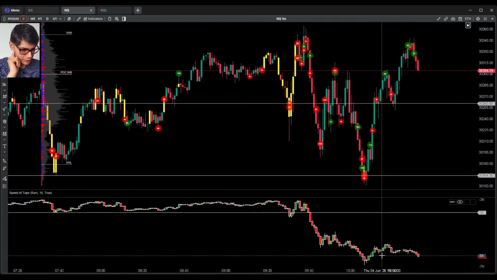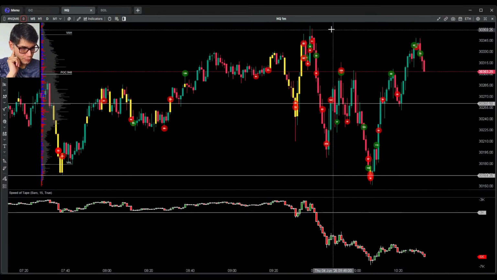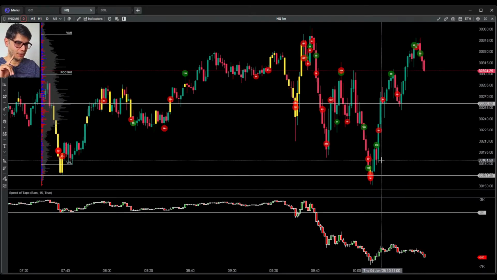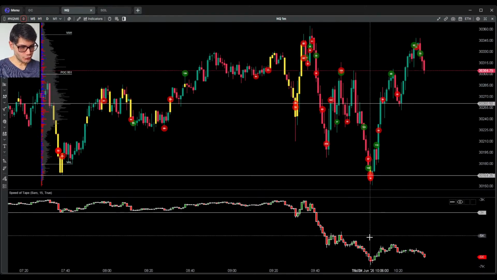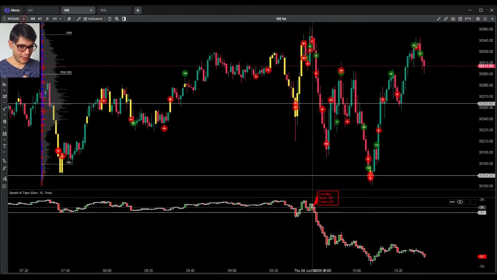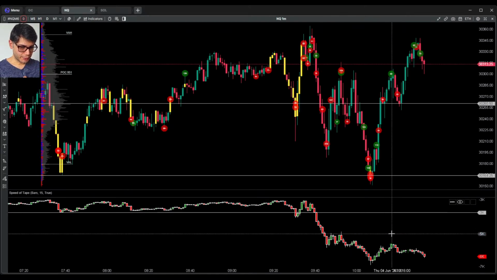And CVD, the price almost made equal highs, but look at the CVD. We have a big rise in the price, but CVD doesn't show effort. That has a message. It gives us the same message as yesterday. So we already know that we have aggressive sellers in the market. CVD shows that.